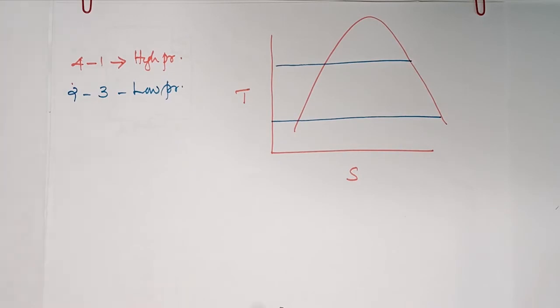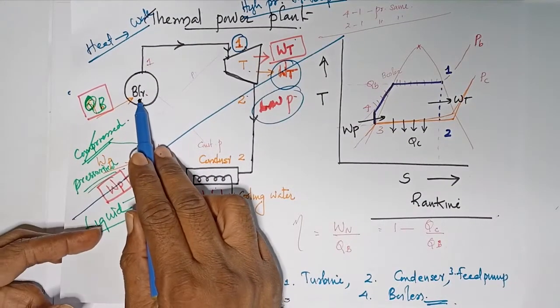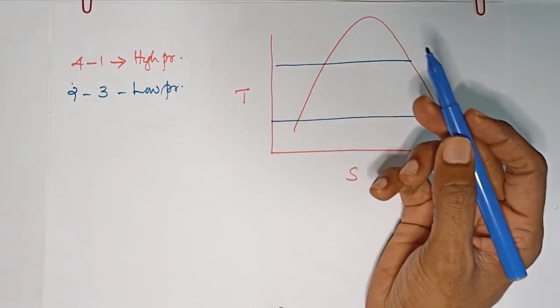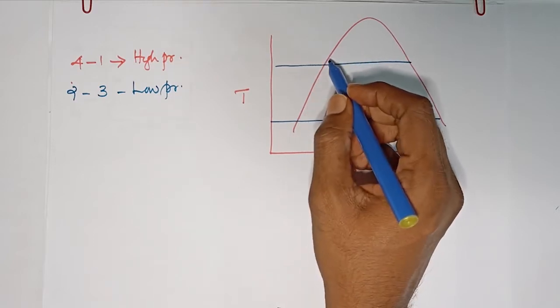Where is the high pressure? High pressure is at the boiler. So we can write it as PB.